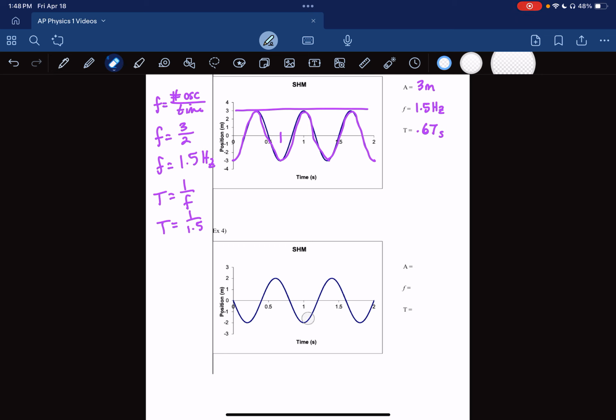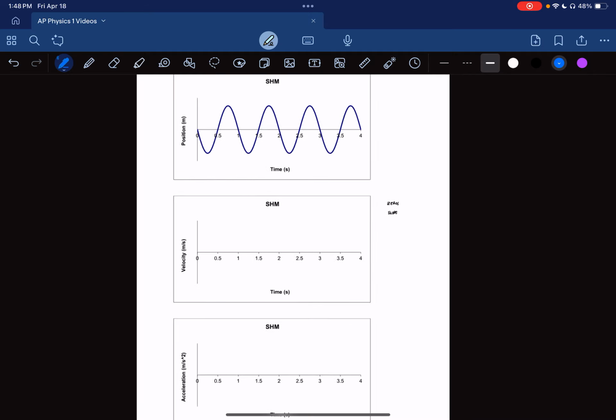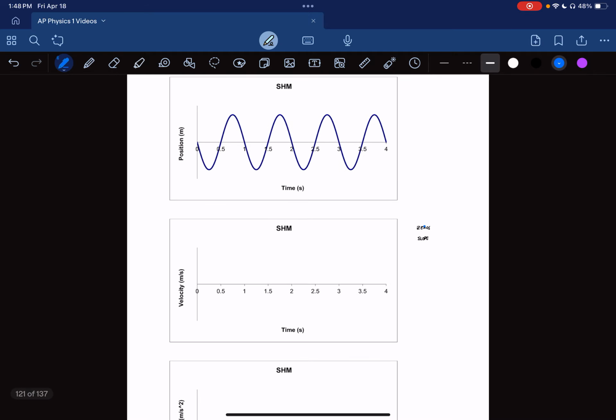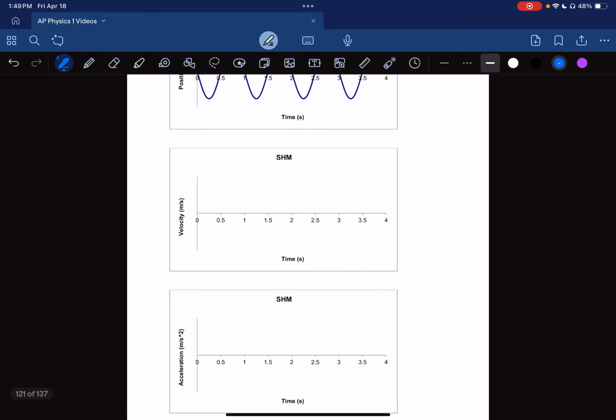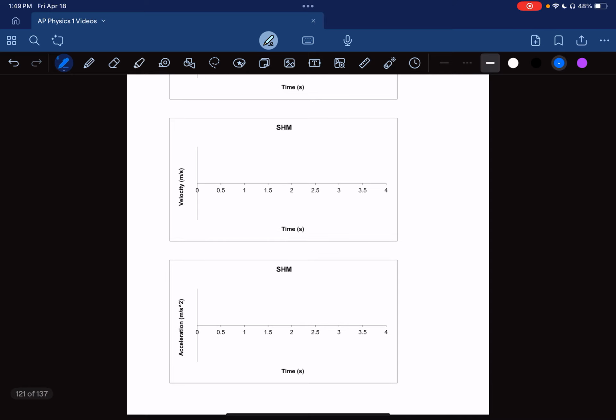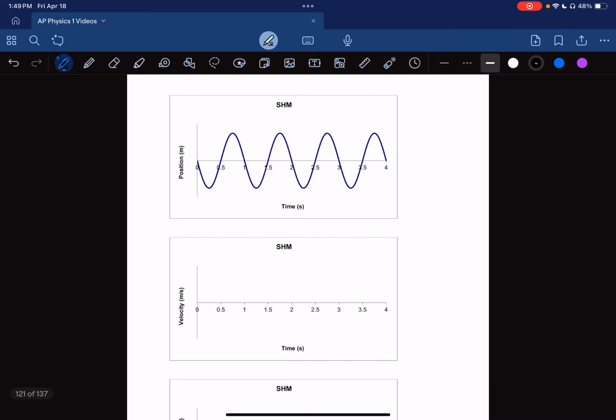That's not a complete number of cycles. So if you wanted to do that one, you'd have to go, that's 1, and then that would be 2, and this is a half. So that would be 2.5 cycles over 2 seconds. And you could figure that one out. What I do want to show you here is how to go from a position time graph and create a velocity time graph and an acceleration time graph. And so we'll do that real quick.